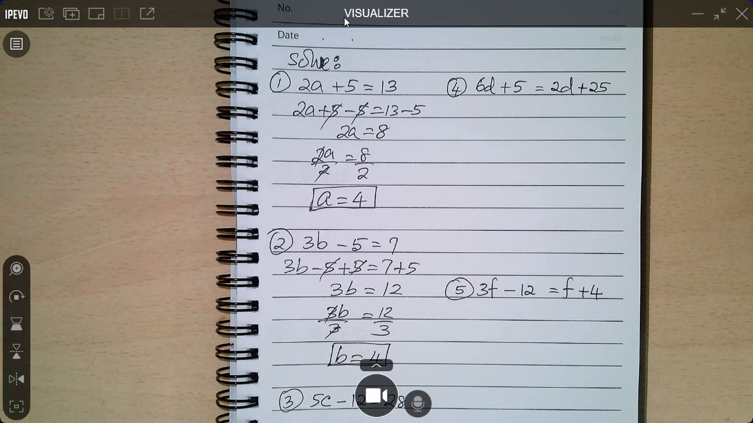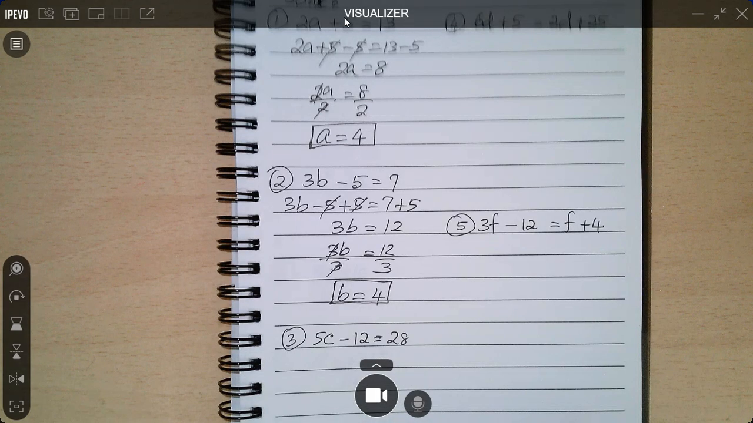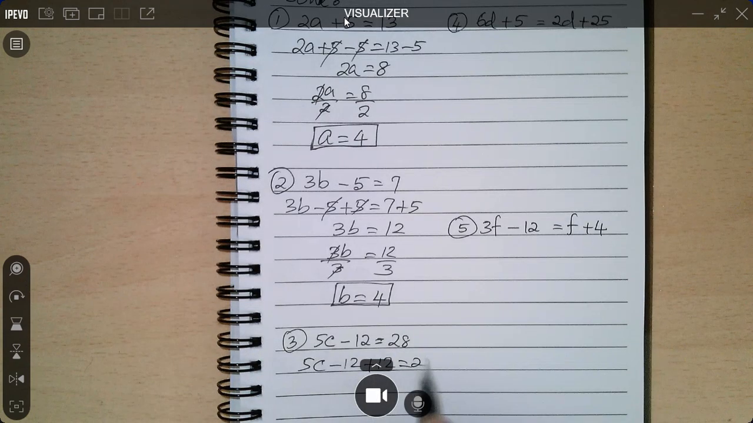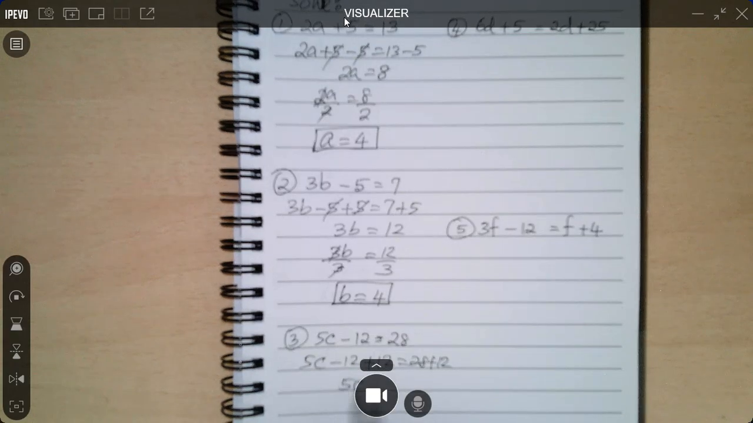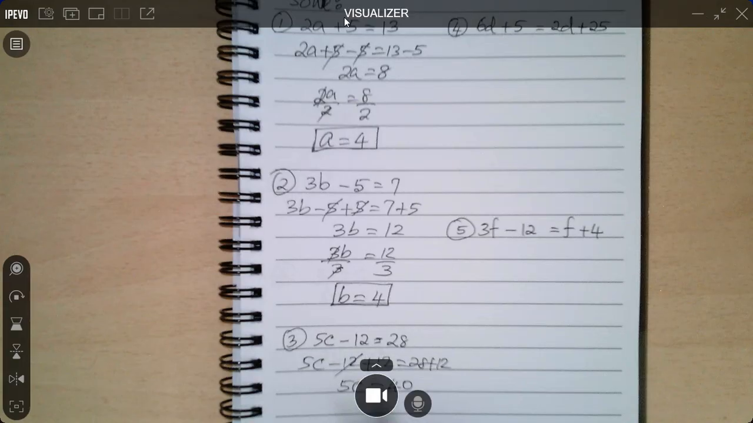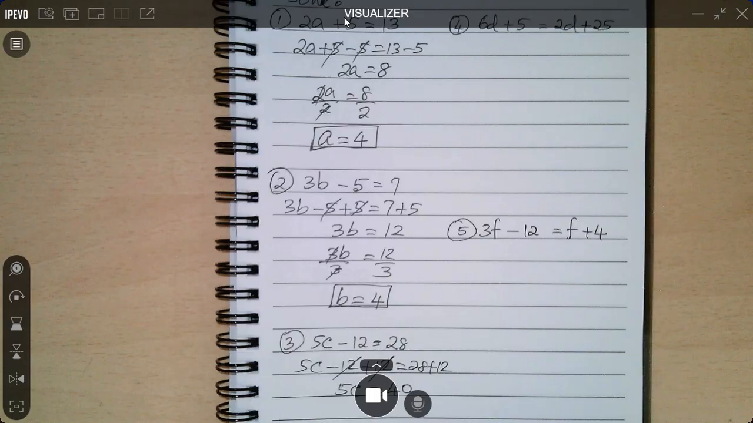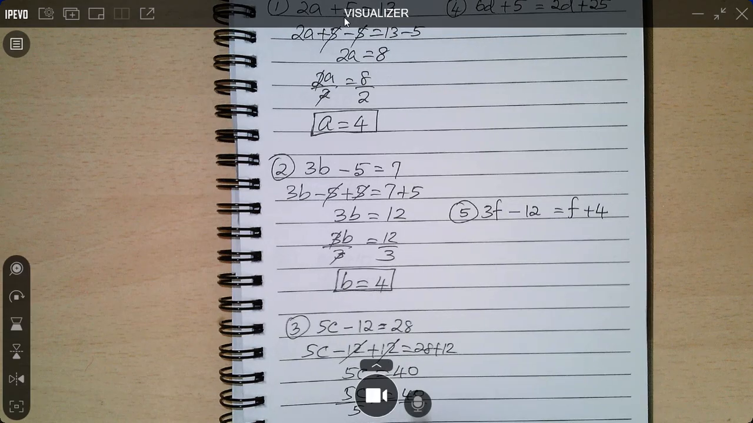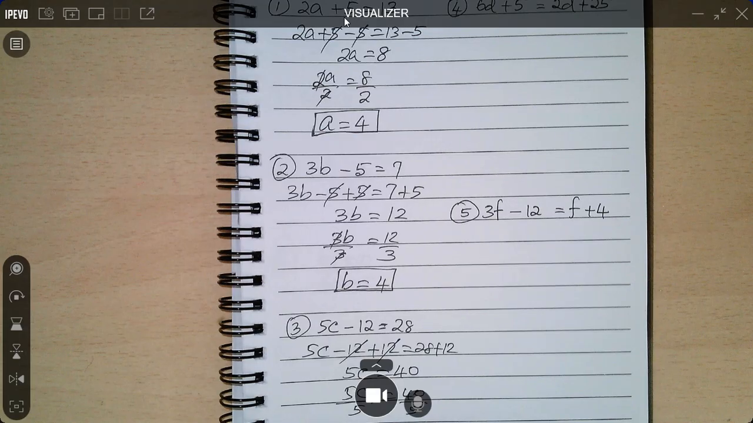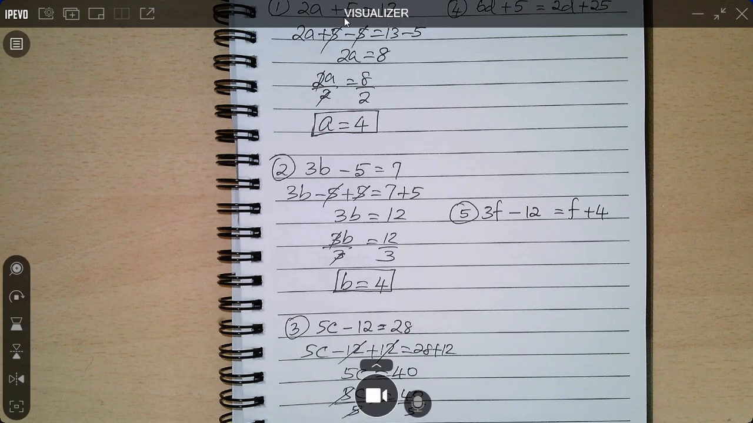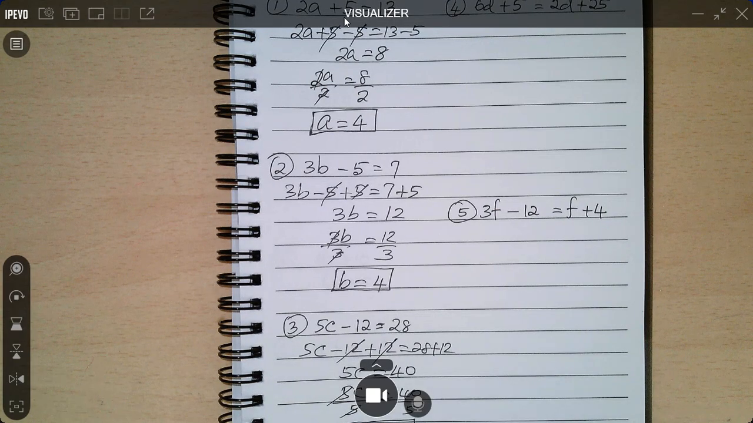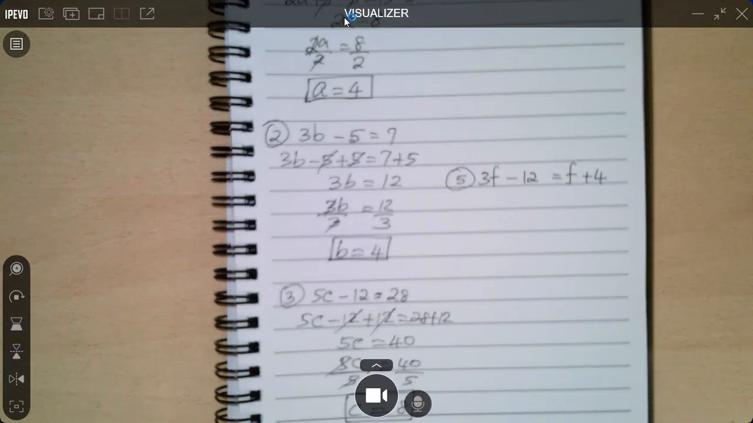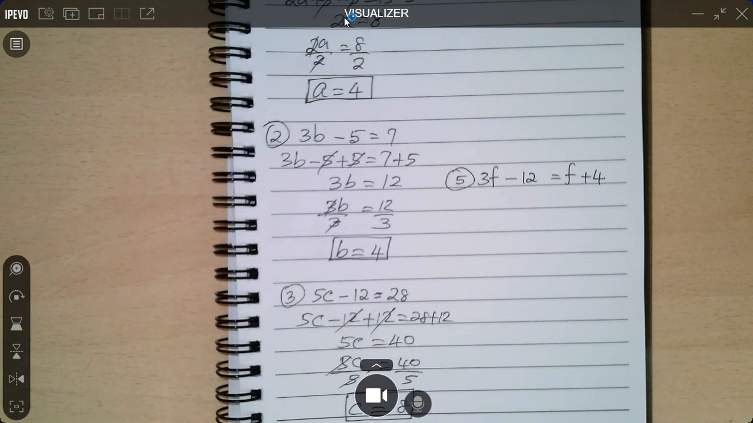So it's quite simple. You just do the reverse operation, both sides. Solve it slowly, step by step. 5c minus 12 plus 12, 28 plus 12. So you get 5c equal 40 because minus 12 plus 12 gone. 28 plus 12 is 40. Now 5c divided by 5, 40 divided by 5, we get c equal 8 because the 5 and 5 get cancelled. 40 divided by 5 is 8. C equal 8. So we solved 3 questions with one variable.